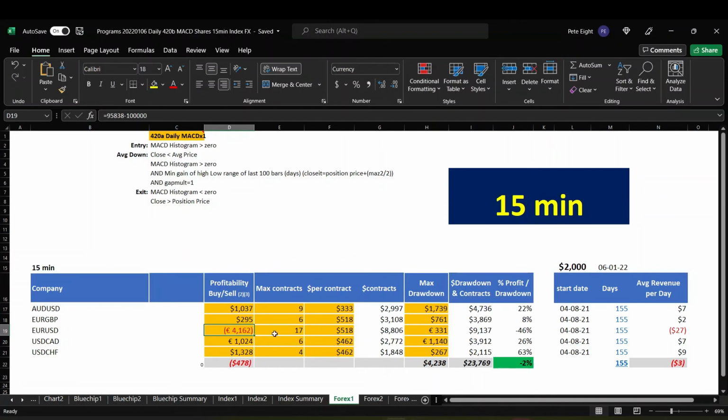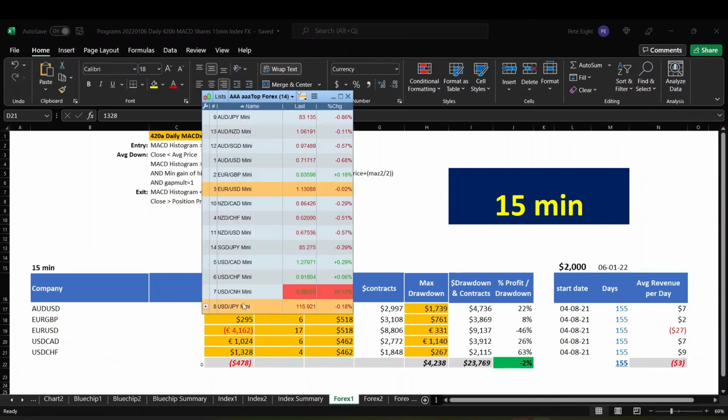That would have been 331 euro for a Euro US. But we're down about 4,100, as I said. Maximum contracts was 17. And per contract for a Euro US for the CFDs in the platform I'm using is $518. Again, this is very important to understand what you're being charged for your margin requirements. Now, it looks like very low results, but again, we're still in the middle of this downturn for the Euro US. Let's look at the US Swiss franc, which is a more positive outlook.